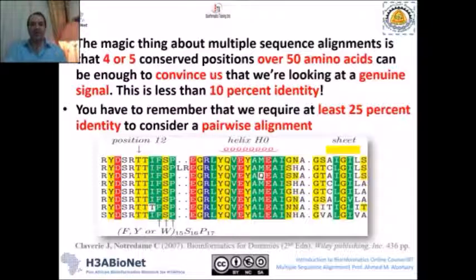But remember that this applies only when we talk about multiple sequence alignment. In the last module, as you know, when we use pairwise alignment, at least for protein, we require 25% identity to consider a pairwise alignment. So pairwise alignment or sequence alignment is different from multiple sequence alignment. In multiple sequence alignment, 10% is okay.